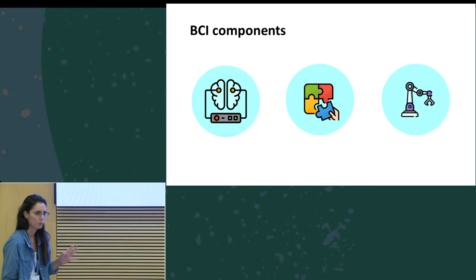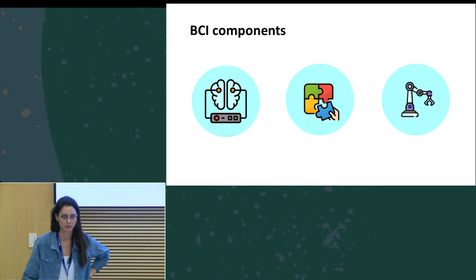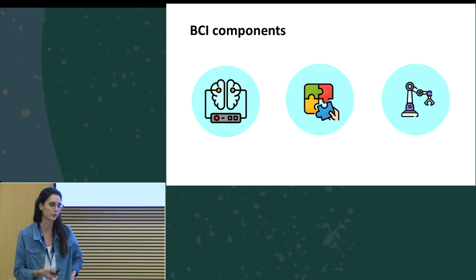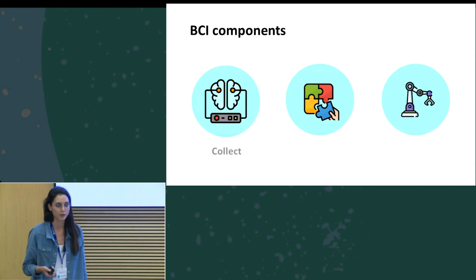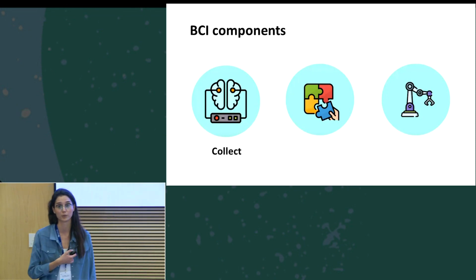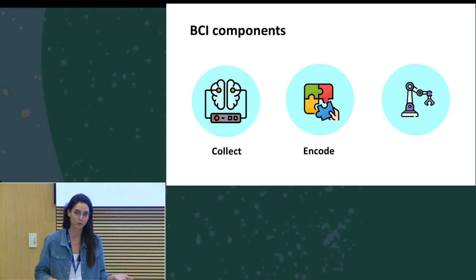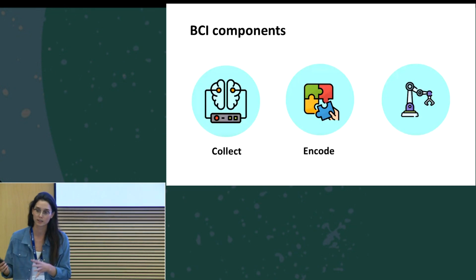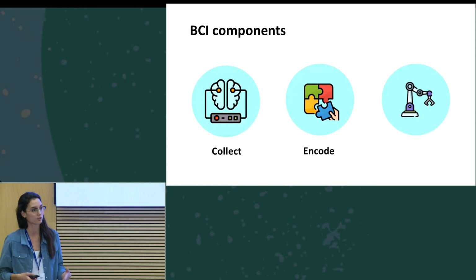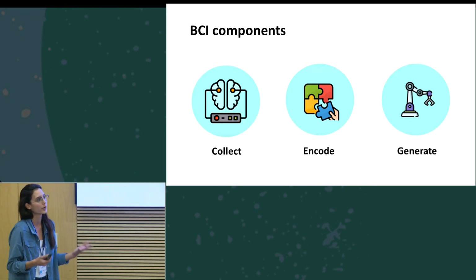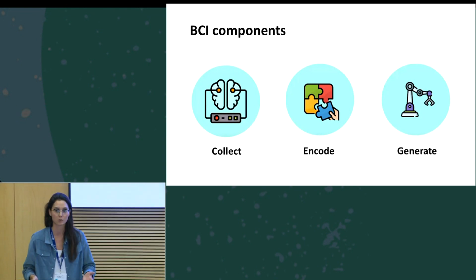So what does it take for a BCI? Each BCI has three main components. The first one is the hardware component that collects the data from the brain. The second one is a software component that translates and processes this data to a language that a computer or a machine can understand. And the third one is the generation of an action in the outside world.